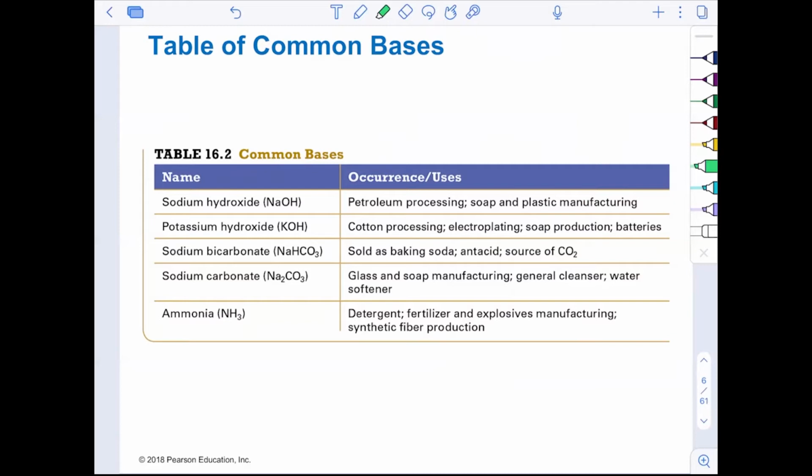Ammonia is what we call an organic base or non-ionic base, a covalent base. NH3, notice that there's no metal coordinating with that. It's just nitrogen and hydrogen, which are both non-metals, so therefore it's a covalent molecule. Ammonia is used in detergent and lots of cleansing products, but it is still considered a base as well.